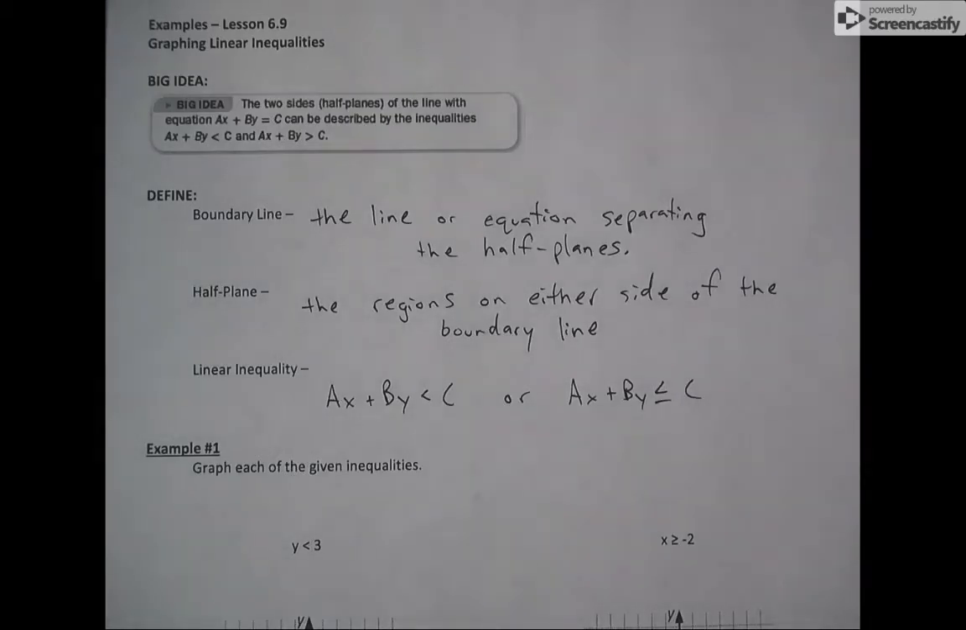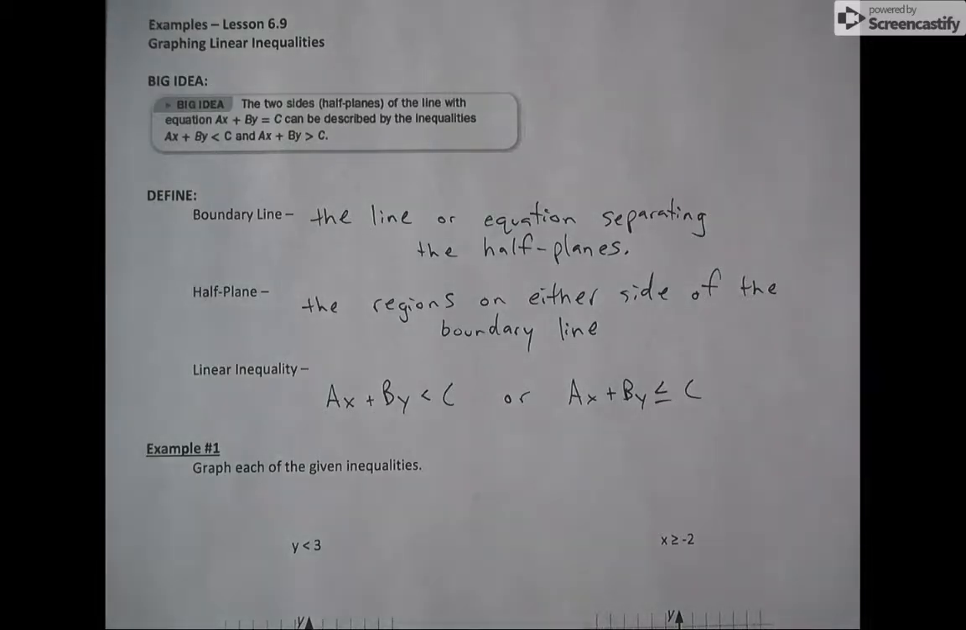Okay, so lesson 6-9, we're going to be looking at graphing linear inequalities. So we've been looking at equations of lines. We've looked at all the different forms. And now we're going to look at linear inequalities. So think about the inequalities, the less thans and the greater thans. What are they going to look like on a 4-quadrant graph?